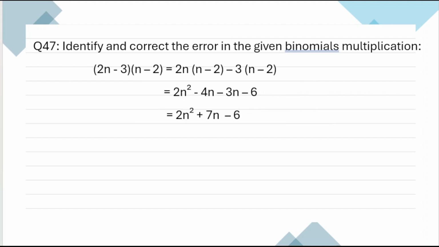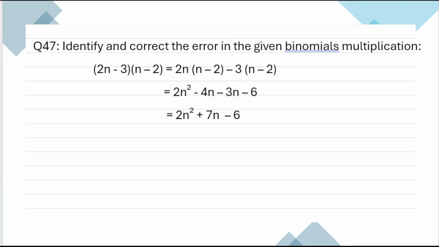Next, identify and correct the error in the given binomial multiplication. So 2n, we will be using the distributive property. 2n multiplied by n minus 2, correct. Minus 3 multiplied by n minus 2, perfect. 2n times n, 2n square. 2n times minus 2 is minus 4n. Good. Then minus 3 times n is minus 3n.